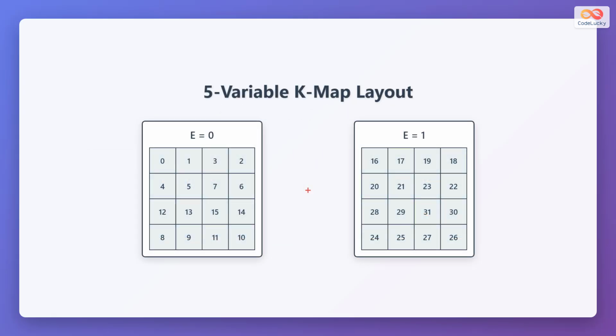This slide shows the layout of a 5-variable K-map. You can see two 4x4 K-maps. The first one represents when e equals 0, and the second represents when e equals 1. The cells are numbered to show the min-term representation within each map. For example, in the e=0 map, the cells are numbered 0, 1, 3, 2, 4, 5, 7, 6, 12, 13, 15, 14, 8, 9, 11, and 10. Similarly, the e=1 map contains the min-terms 16 through 31.